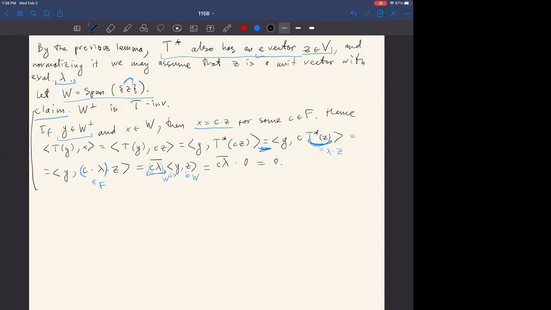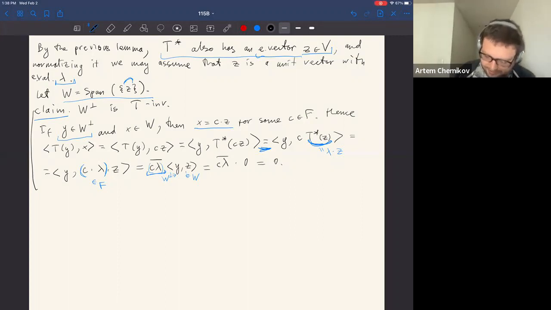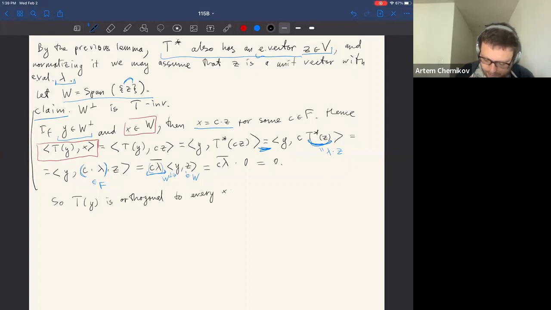So at this stage, we have proved that if I take the inner product of Ty with X, I get 0. So it tells me that Ty is orthogonal to X, and X was any element in W. So the conclusion is that T of Y is orthogonal to every X in W, which means, of course, that Ty belongs to the orthogonal complement of W.